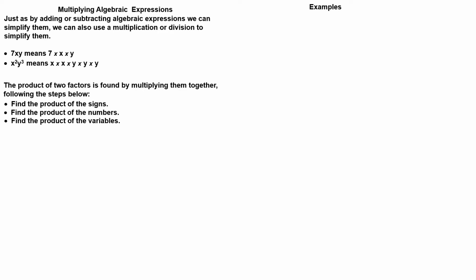Examples. 2a times 5. Insert the missing times sign. Multiply the numbers. Write in simplest form.